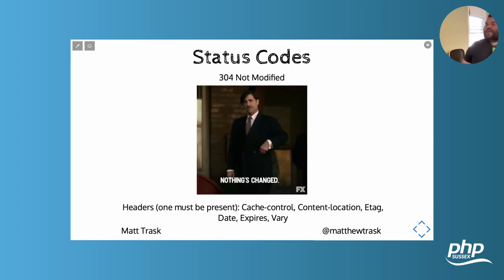304 not modified. This is the one that's going to happen with the ETags. Nothing's changed. We know this through cache control, through content location, the dates, the last modified. One of these headers must be present on your response: cache control, content location, ETag, date, expires, vary. And as long as one of those is, you have satisfied the REST dogma, so to speak. And so we're basically just saying, hey, nothing has changed about this response since the last time you requested it. So instead of making my server do more work, you're good to go.